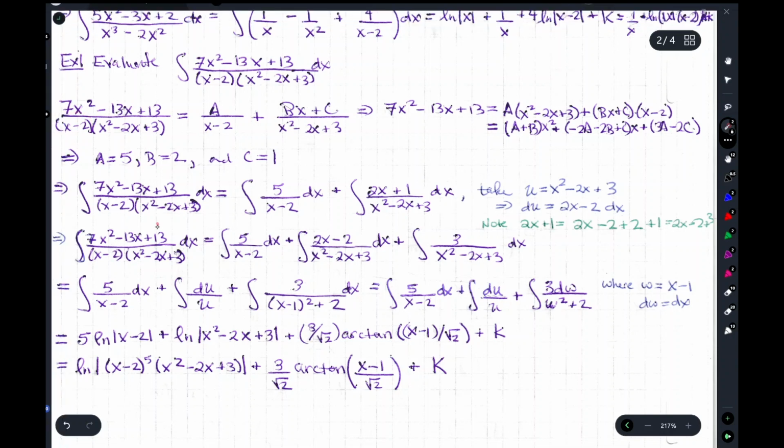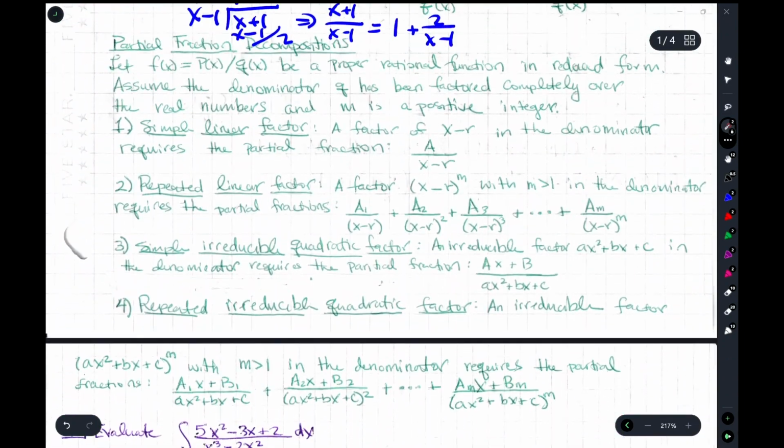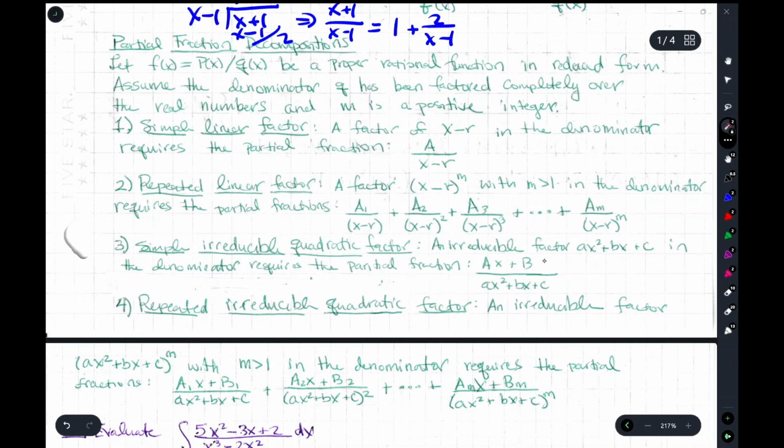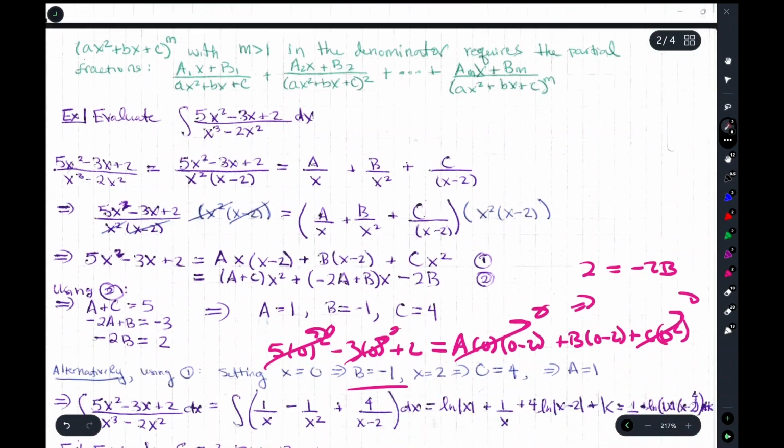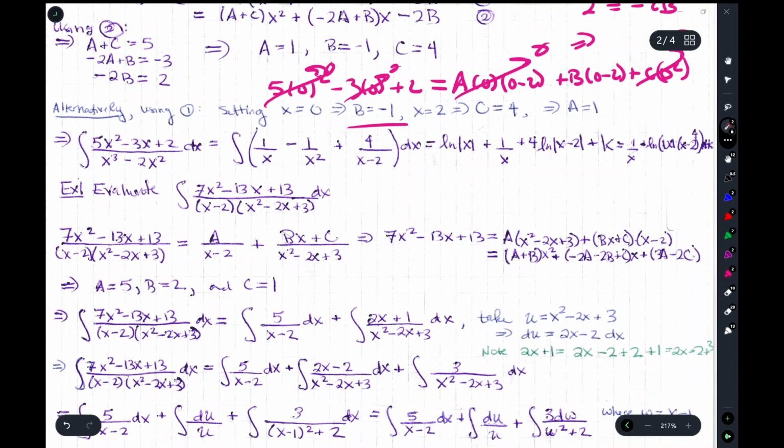What does x minus 2 require? Well, a simple factor that looks like that on the right hand side. And what about this irreducible one? Well, let's go back and take a look. Okay, what does a simple irreducible quadratic factor have? You get a term in the partial fraction decomposition that looks like this. And so we're going to write out a term in our partial fraction decomposition for the irreducible quadratic that looks like this. And then we do the same steps that we did above.